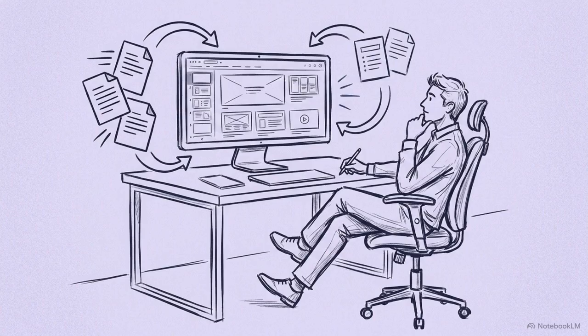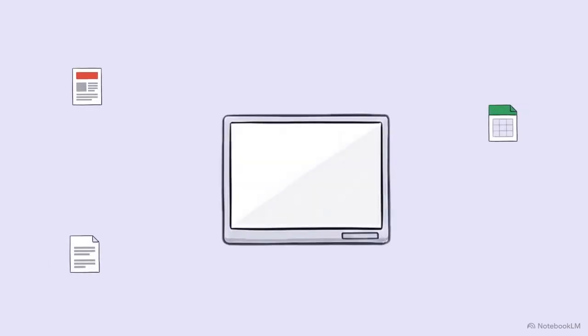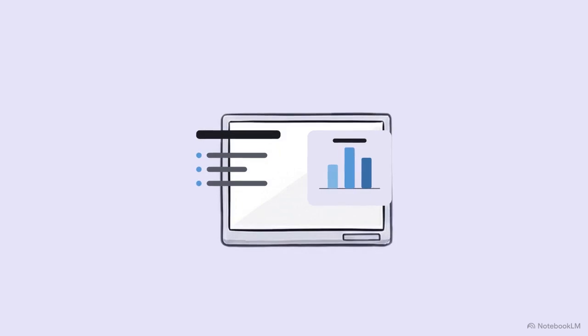This shifts your role from a manual copywriter to a strategic editor, allowing you to focus on the final output instead of the initial data entry.